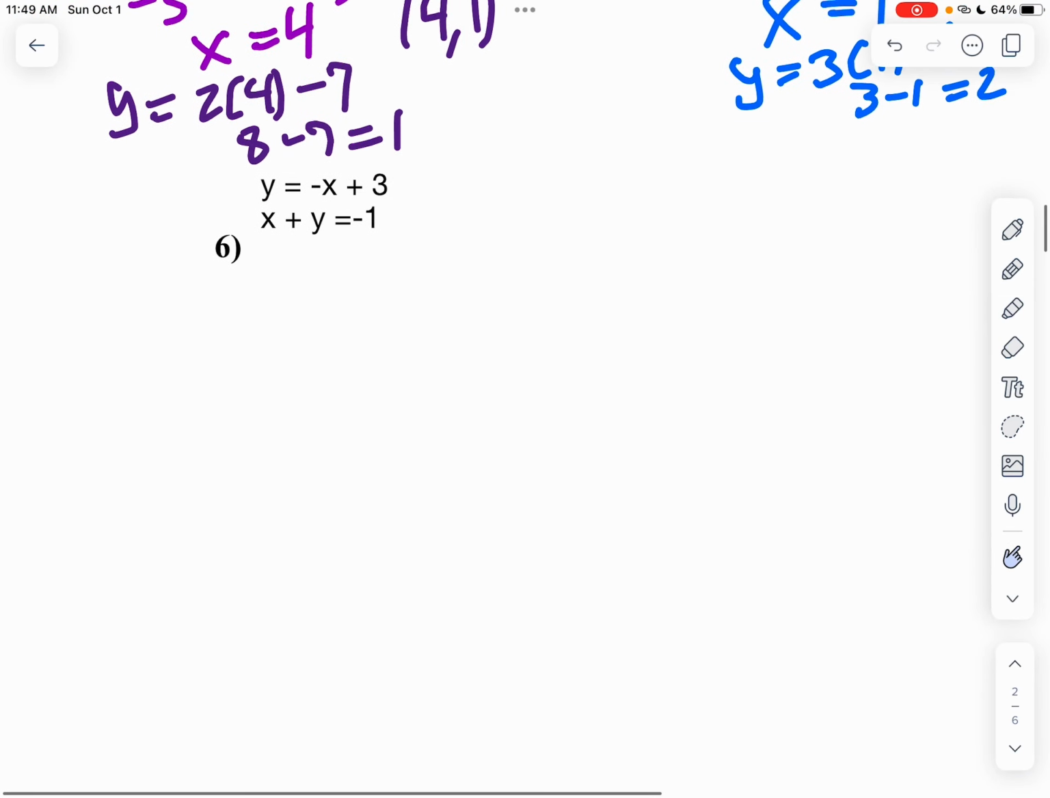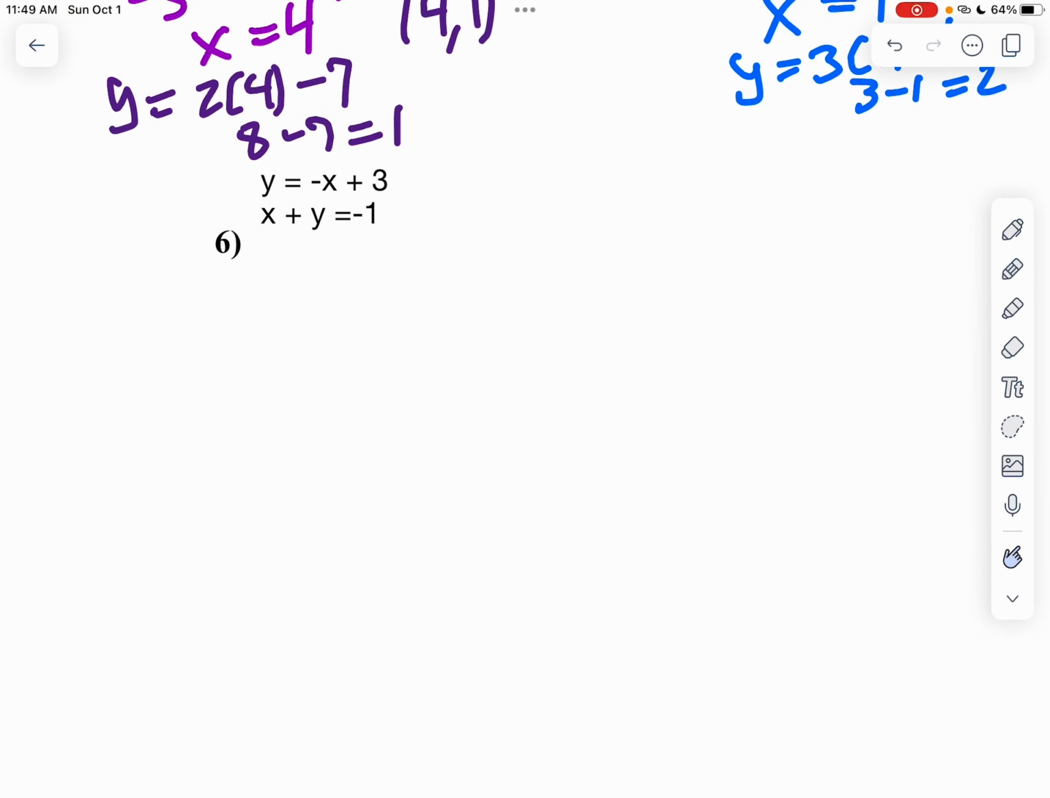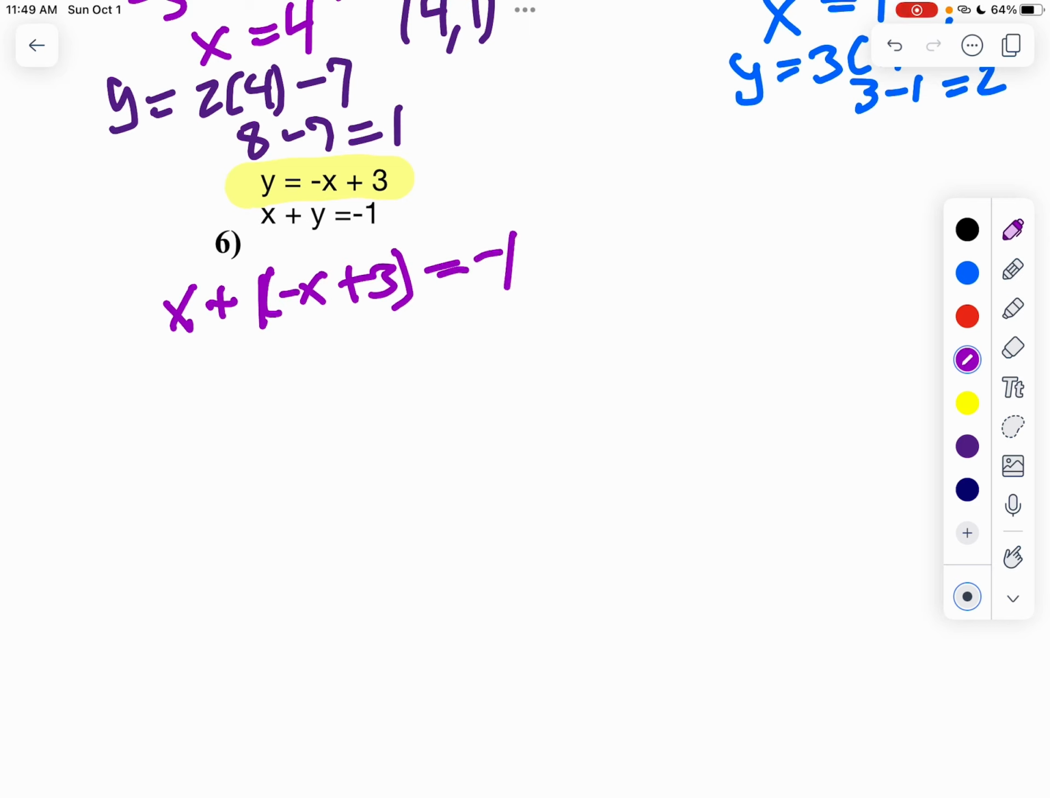Finally, let's take a look at our last one here. Notice y is solved for us. So I think I'll substitute that in the second equation. So I'm going to say x plus negative x plus 3 equals negative 1. And the parentheses are there just for organization. So I think what I'm going to do is get rid of my parentheses. So x plus a negative x is 0. Oh, I get 3 equals negative 1. That's a no solution.